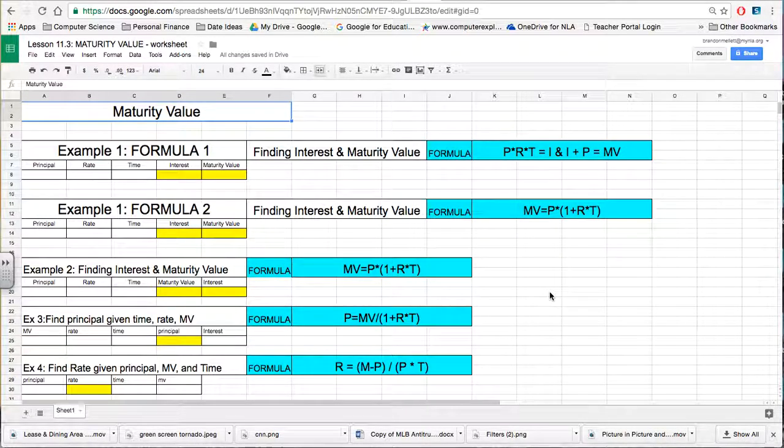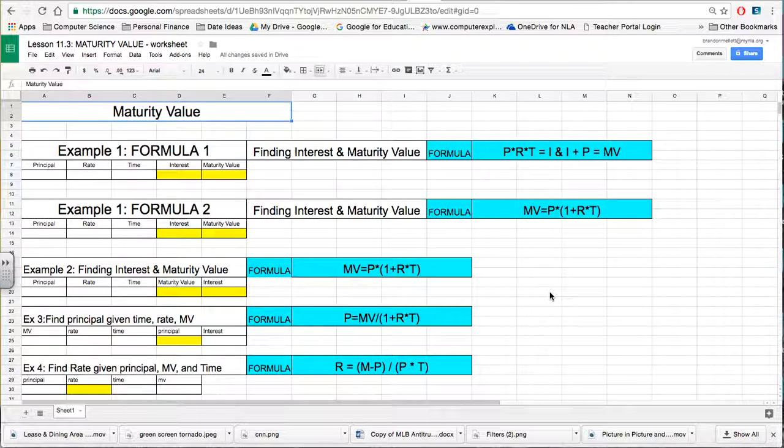In this video, we'll be explaining how to do lesson 11.3, Finding Maturity Value. So up to this point in this chapter, 11.1, we looked at finding simple interest in months and in years. And 11.2, we figured out how to find exact interest, which is 365, and ordinary interest, which is 360. We also use a spreadsheet to calculate the amount of days between two dates, and also how to add a certain amount of days to a date.